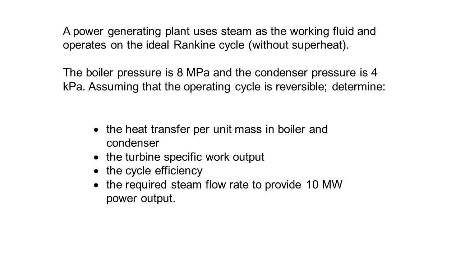In a power-generating steam plant, the boiler operates at a pressure of 8 megapascals, while the condenser operates at a pressure of 4 kilopascals. The power output of the plant is 10 megawatts. The question is to calculate the heat transfer per unit mass in the boiler and the condenser, the specific work output of the turbine, the cycle efficiency, and the mass flow rate of the steam.